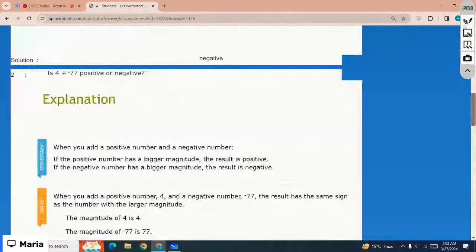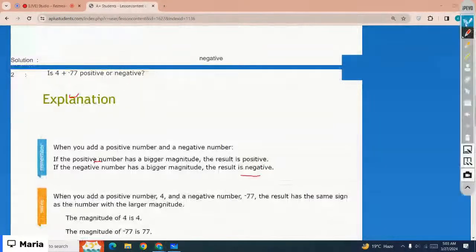Here you have 4 plus negative 77. Again, the bigger number is 77 with a negative sign, right? So that means the answer must be negative, because the magnitude is 77 and it is negative, so the answer is also negative. Got it?